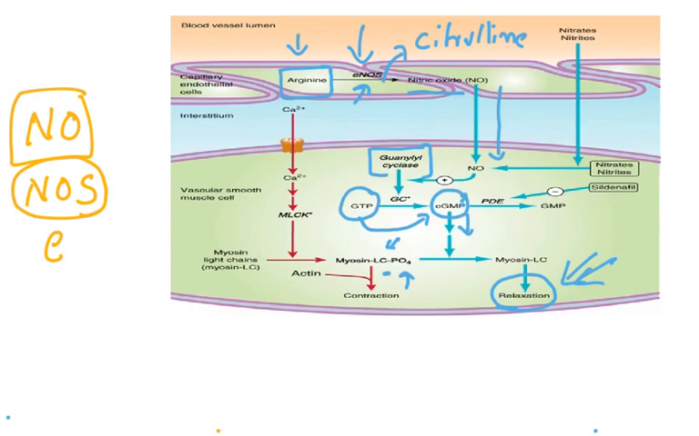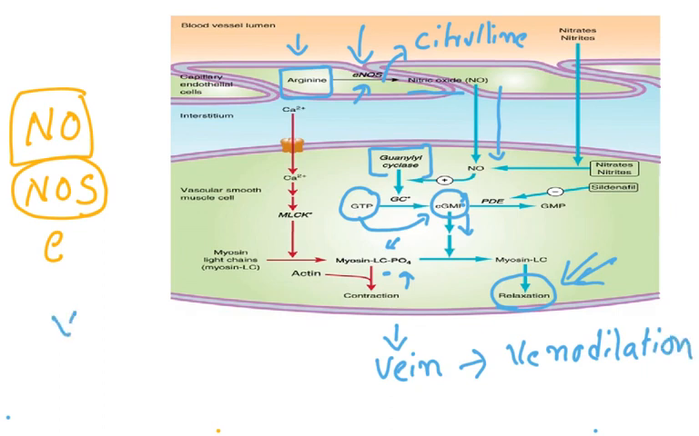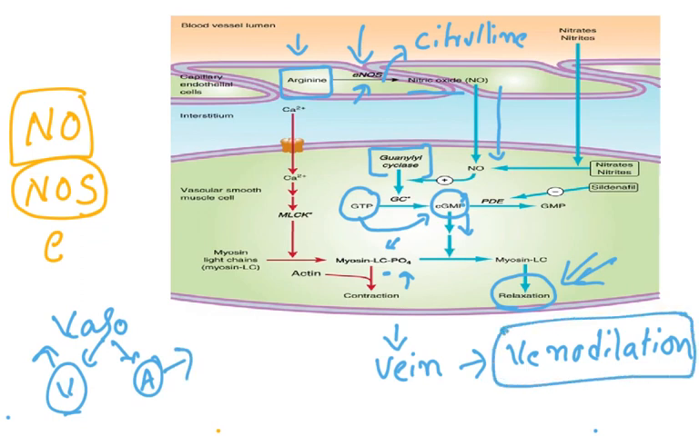Now, in case of organic nitrovasodilators, they are selective to veins. It means they prominently cause venodilation. See, they are commonly known as vasodilators. Vaso means you have veins as well as arteries. But these drugs are selective towards veins. In higher doses, they will also dilate arteries. So, prominently they are called venodilators.